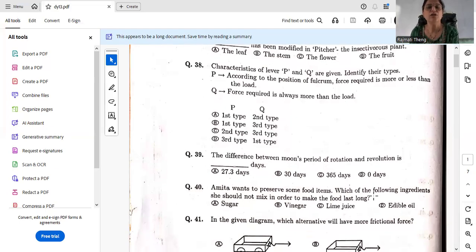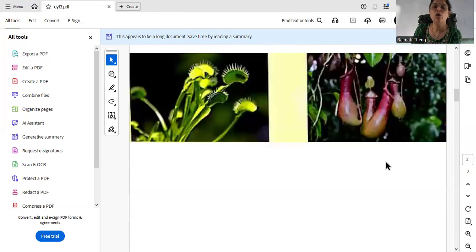Then question number 39. The difference between the moon's period of rotation and revolution is: option A 27.3 days, option B 30 days, option C 65 days, option D 0 days. The correct option is option D, 0 days.